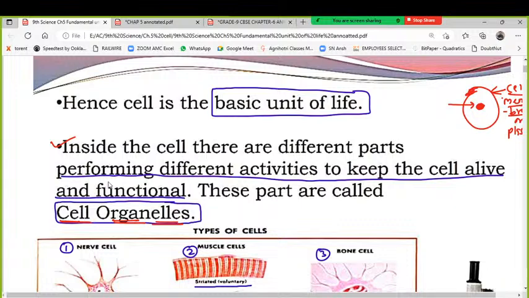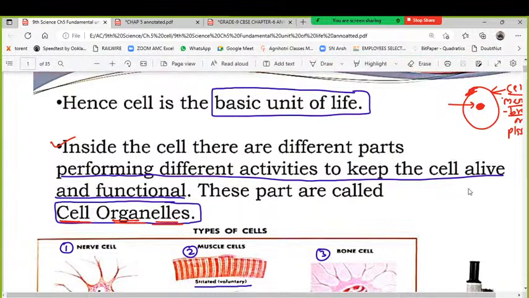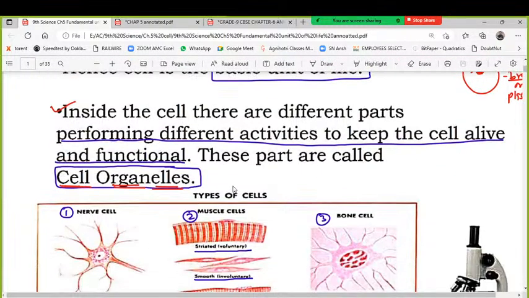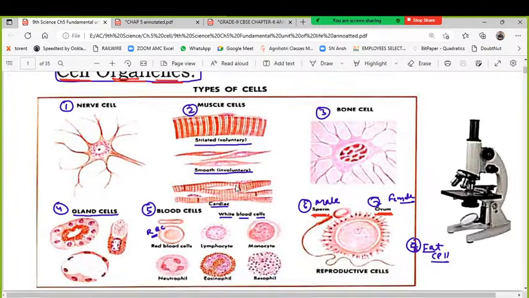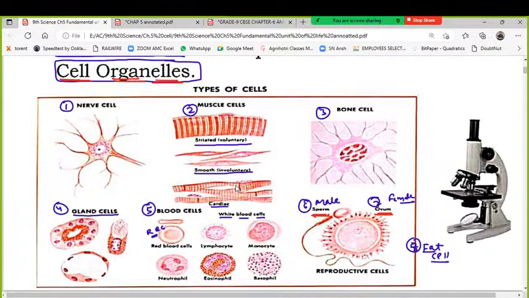Inside the cell there are different parts performing different activities to keep the cell alive and functional. These are cell organelles, and there are different cells that we are going to study in our syllabus, or rather we are going to focus on later in our study as well.